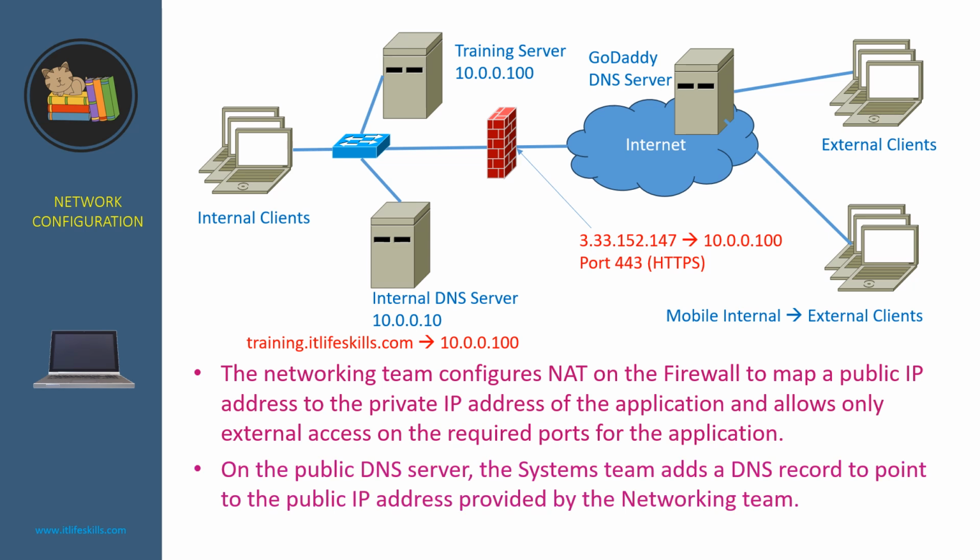Then on the public DNS server, the systems team adds a DNS record to point to the public IP address provided by the networking team. For example, training.itlifeskills.com pointing to 3.33.152.147.